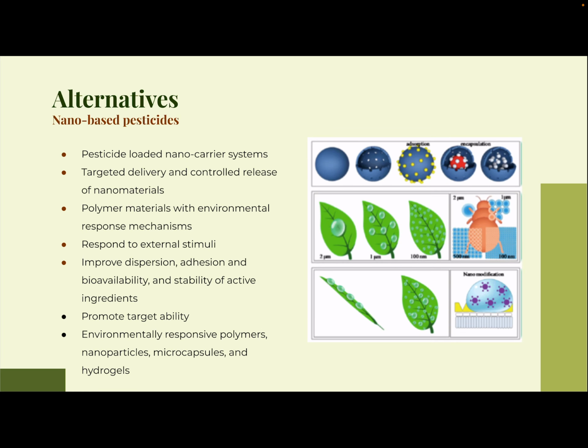The second alternative is nano-based particles. They are polymers that respond to changes in the environment, and the pesticides may be loaded into them, and this allows for targeted delivery and the controlled release of nanomaterials in the pesticides. They change in response to environmental stimuli, such as temperature, light, humidity, and pH. Some examples of these include polymers, nanoparticles, microcapsules, and hydrogels.